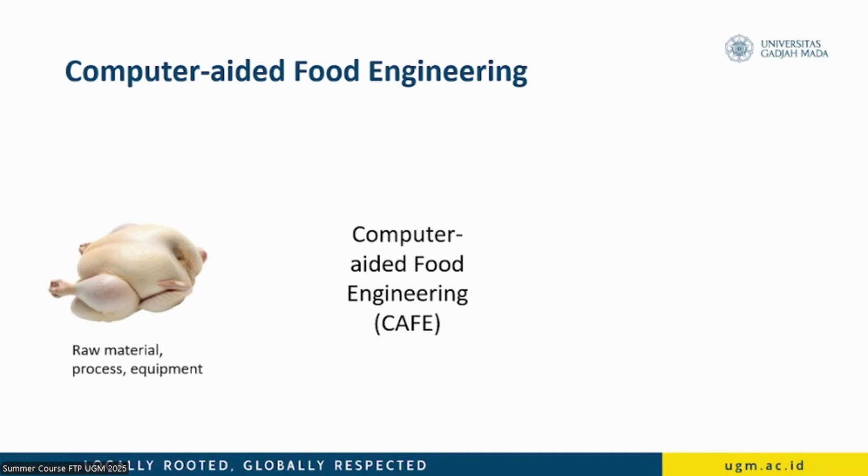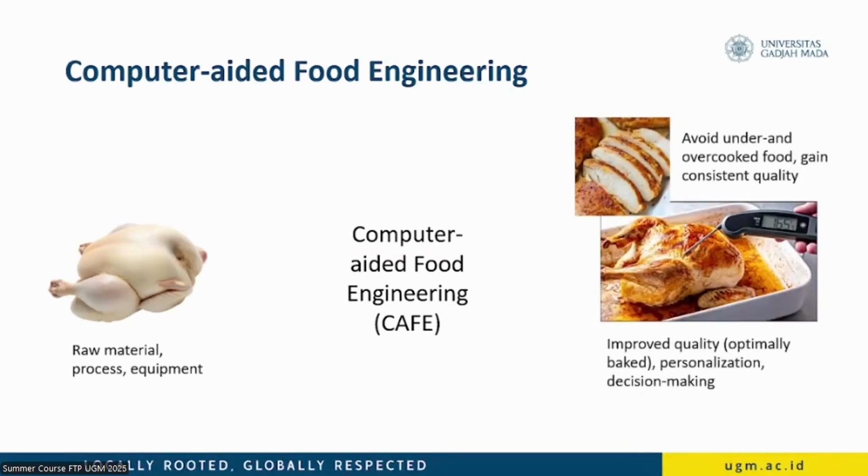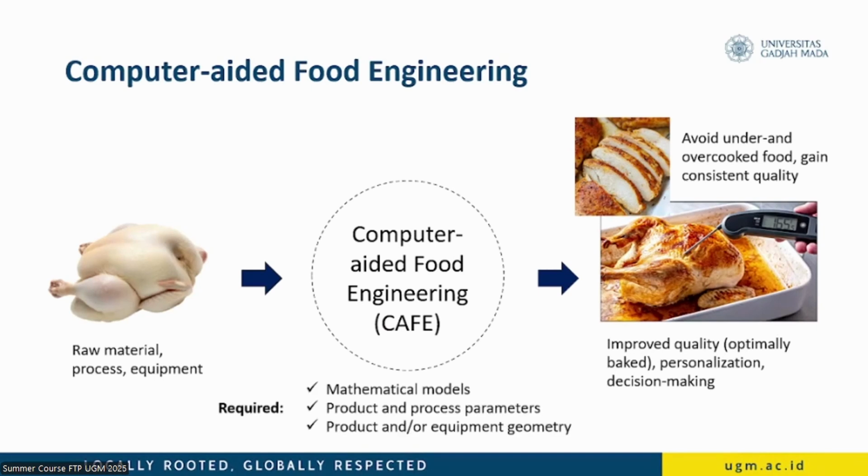Okay, this is raw materials. Let's say the chicken. And then this is the expected quality of the chicken after cooking. Okay, computer-aided food engineering plays in this position. But we require mathematical models, product and process parameters, and product and or equipment geometry.